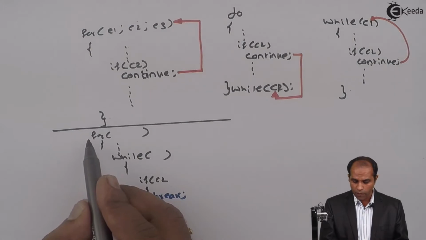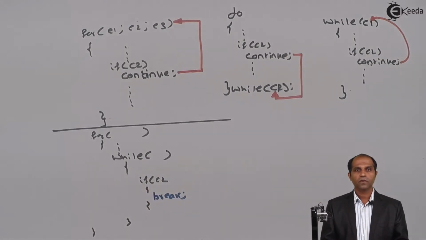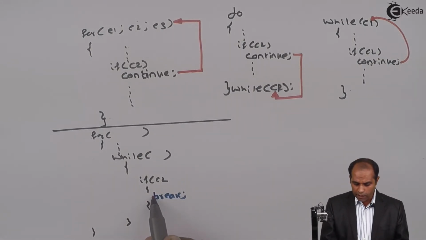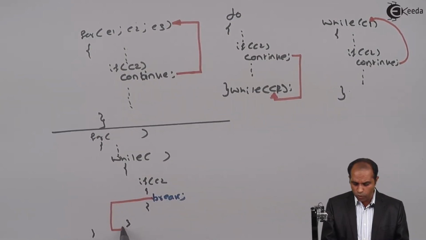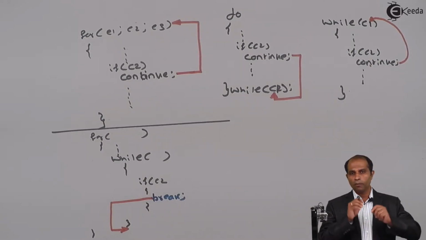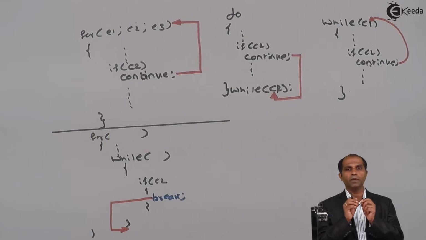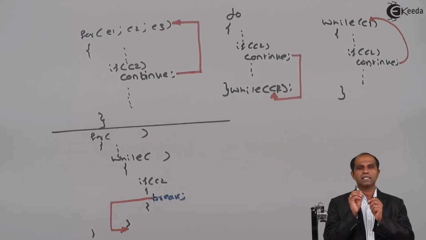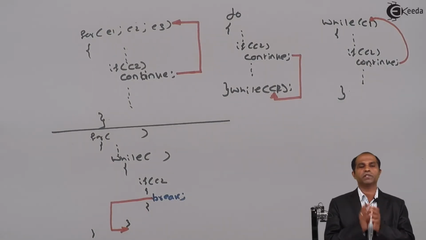Here I have two loops now: I have a for and I have a while. If break is executed, what it does is terminate the while loop, but the for loop is still going to continue. So a break will never break multiple loops. A break will only break a single loop, the loop in which it is contained.